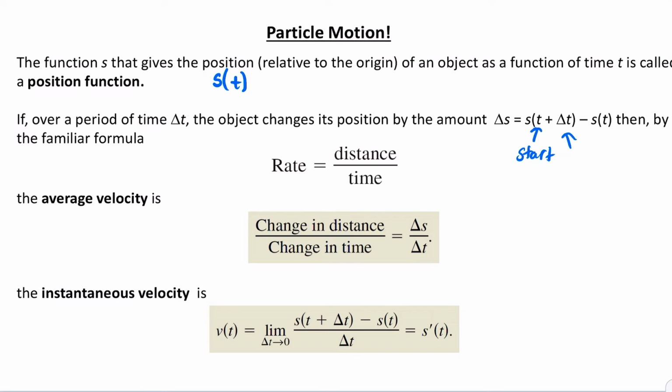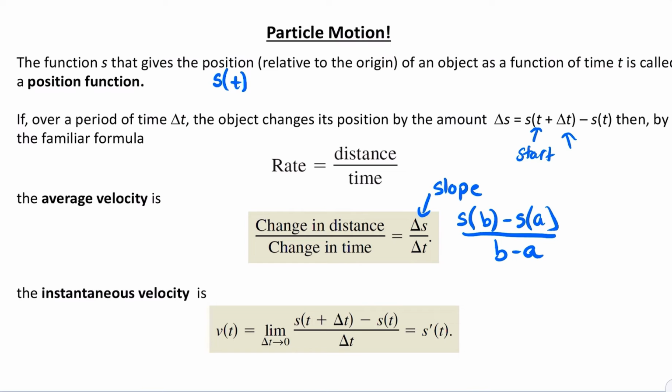And then we have a familiar formula, rate equals distance over time. The average velocity is given by change in distance over change in time. Well, what is this? Remember, that's a fancy way of saying slope. So that's s of b minus s of a all over b minus a.